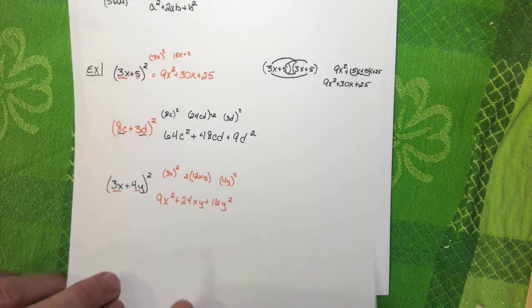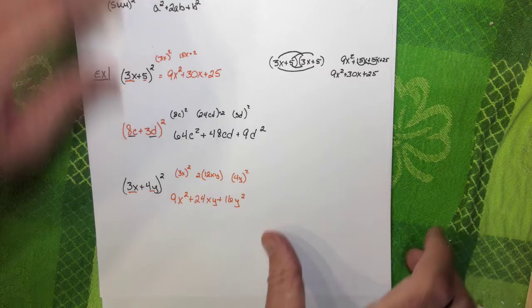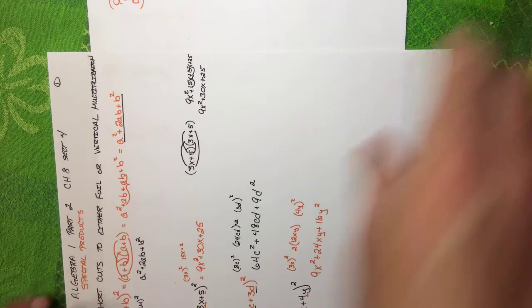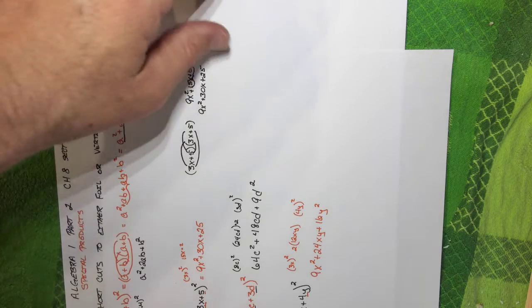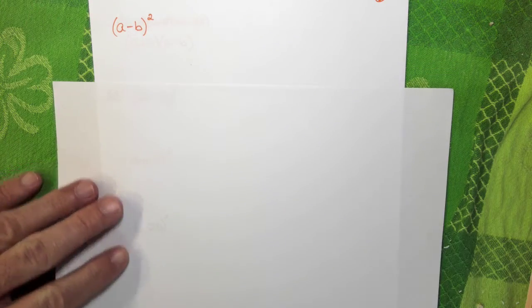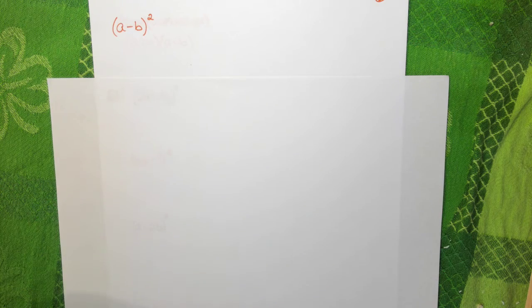Okay, so there's a sum squared. Well, we also have a difference squared. So with a difference squared, here's the beauty of this. It's no different other than one sign. So, again, let's FOIL this thing here to begin with.